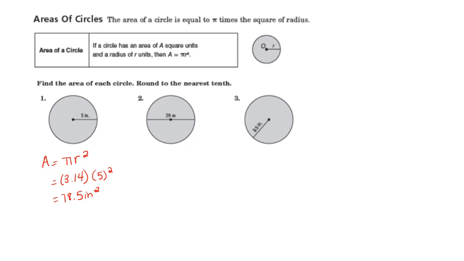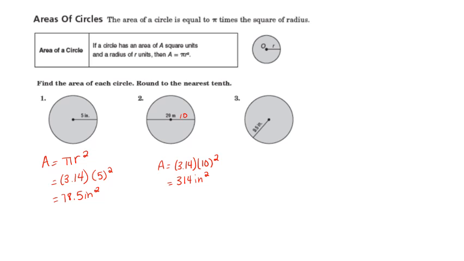For number 2, the radius will be 10 because it's half the diameter. So area equals, let's make that 3.14. 3.14 times 10 squared. So 3.14 times 100 is 314 inches squared.